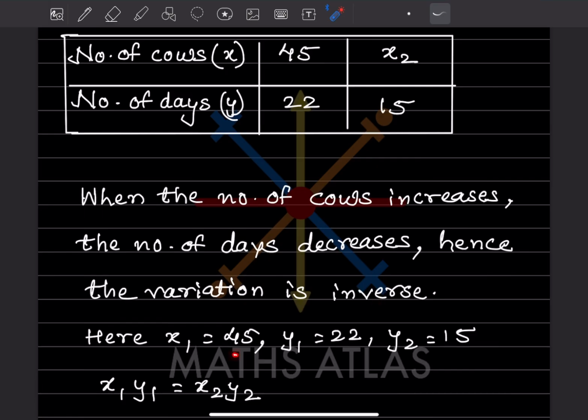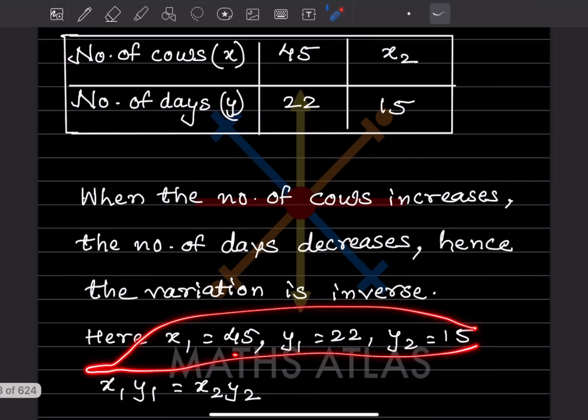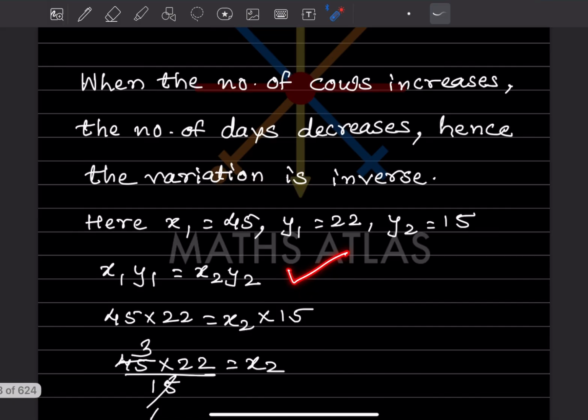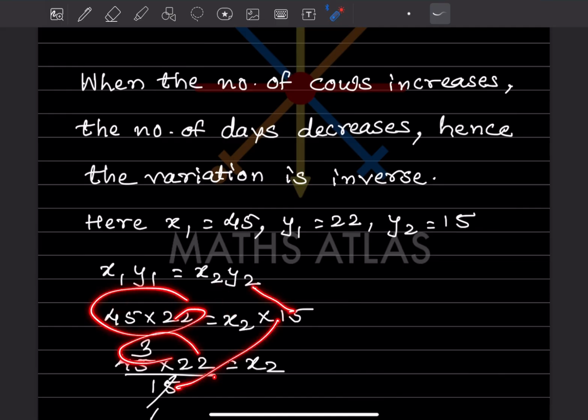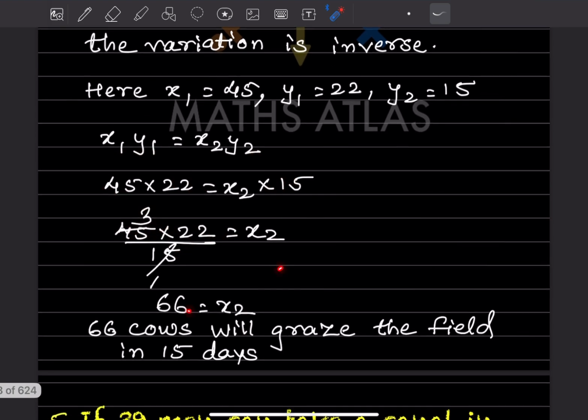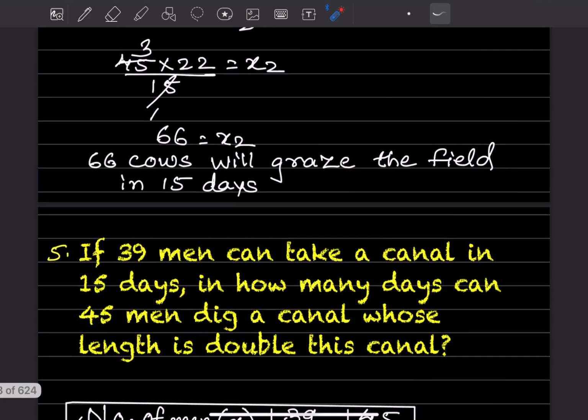First, these are the given things. To be inverse, it should be x1 y1 is equal to x2 y2. Just plug in the values over here. We don't know x2, and this is 15. This will get divided, so the value of x2 is going to be 66, and that is the number of cows. So 66 cows will graze the field in 15 days.